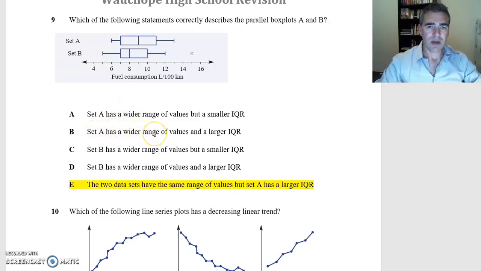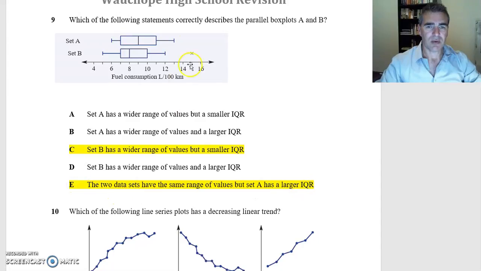Set A has a wider range. Well, we're looking at our range here. Again, our range is from 13 to 6, which is 7. Our range for set B actually includes this outlier. So it's 15 minus 5. So our range of set B is 10. So set B has a wider range and a smaller interquartile range if we include that outlier. So this one here is the correct answer.